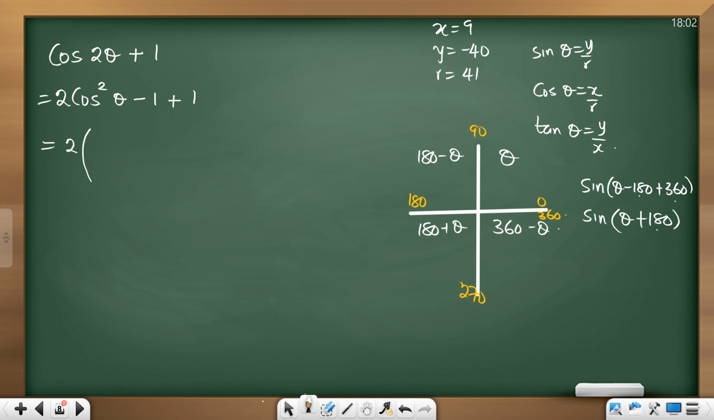2, what is cos theta? X over R. 9 over what? 41. But don't forget it is what? Squared. We're done. 9 times 9, 81. 81 times 2, 162. 40 squared is 1600, 41 squared is 1681. So what do you have?